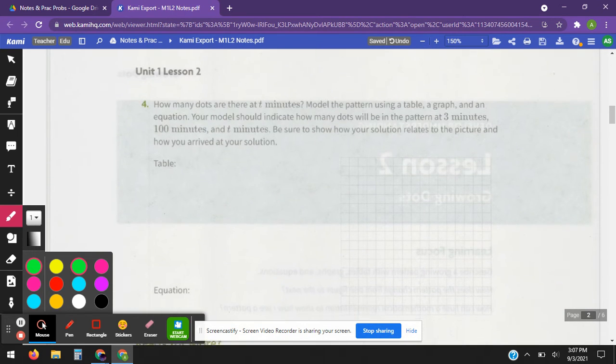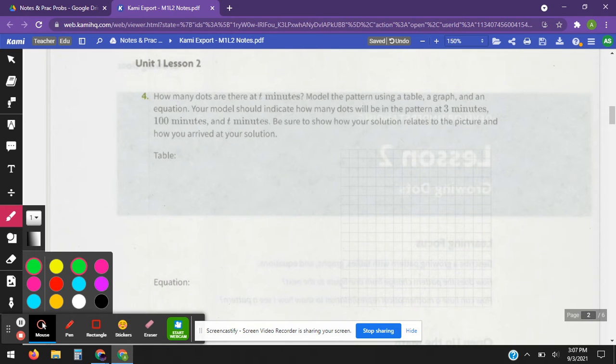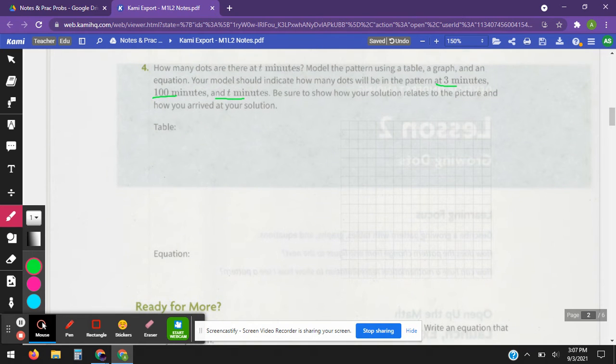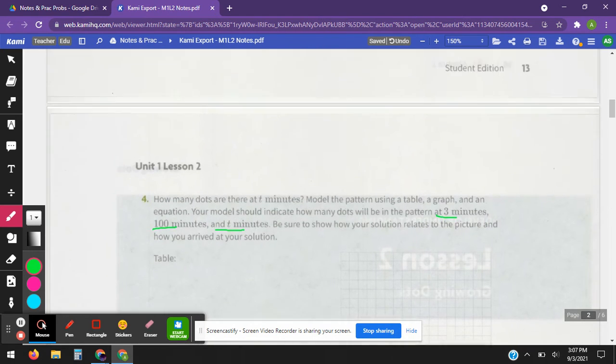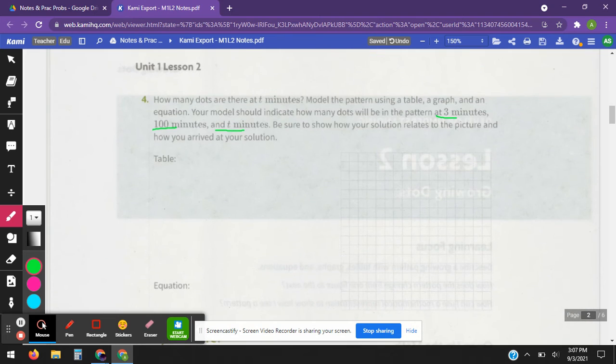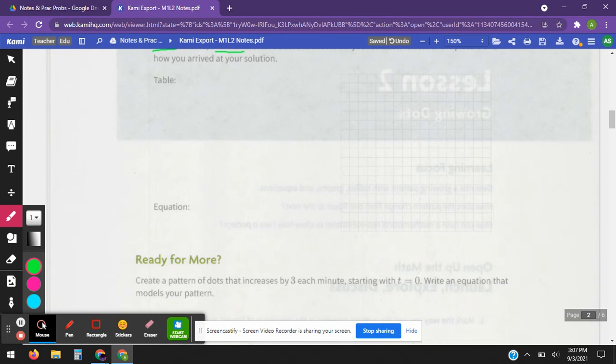How many dots are there at t minutes? Model the pattern using a table, graph, and an equation. Your model should indicate how many dots there will be at the 3-minute mark, 100 minutes, and t minutes. So I need to make sure that I go all the way up to 400, right? So let's see how many. Do my graph just like this. I'm going to go ahead and draw my lines across here.